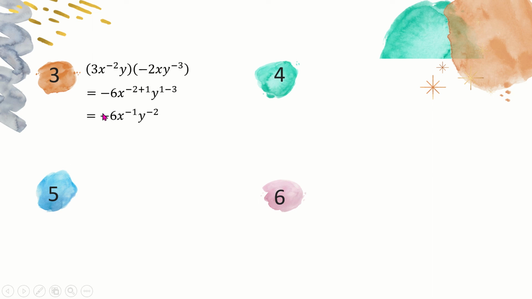Don't copy negative 6. Then, mausab na ang exponent sa x. Negative 2 plus 1 is negative 1. Muna ang x negative 1. Ang exponent sa y mahimong negative 2, kay 1 minus 3, negative 2.